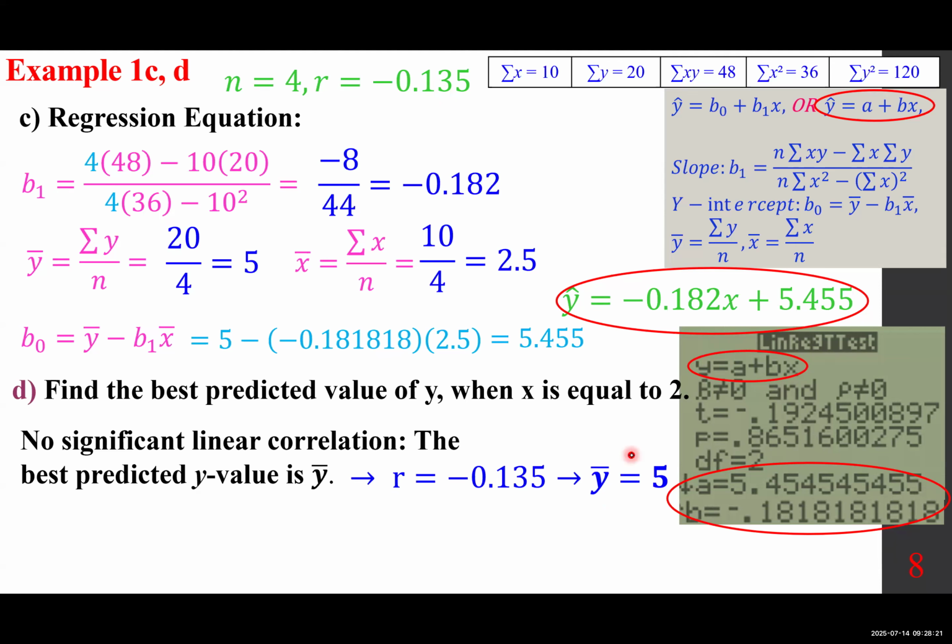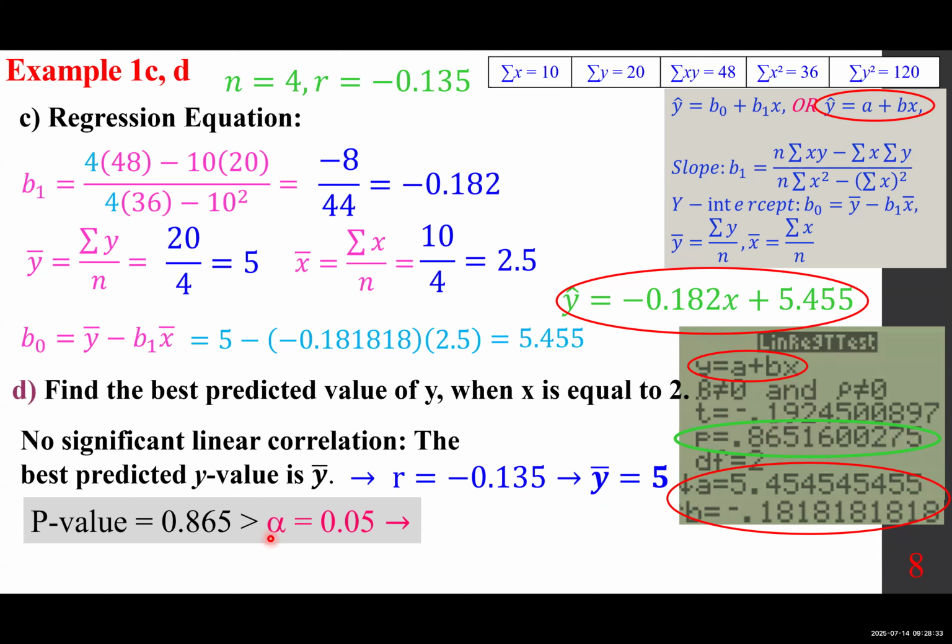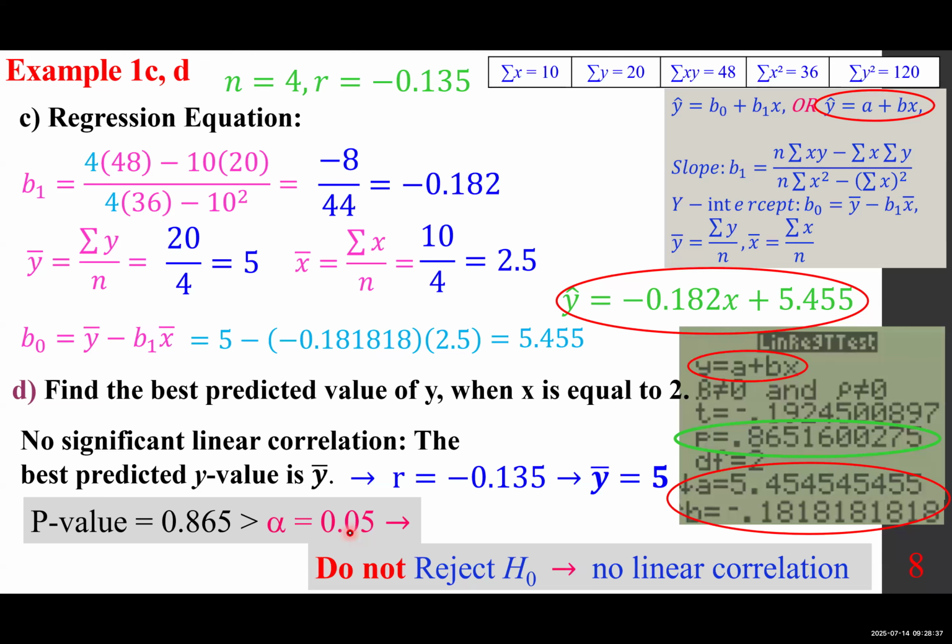So this happens when there's no correlation. But we look at the case where there is a correlation. And again, I remind you that the p-value showed way larger than alpha, therefore don't reject H0, therefore no linear correlation. I'm reminding you of what we did and the idea of correlation, and if there is none, then you use the y bar.